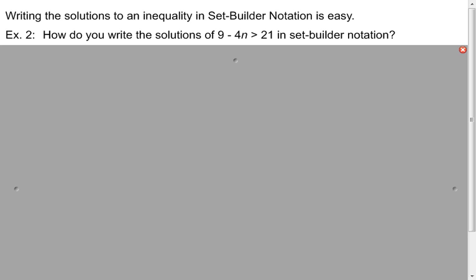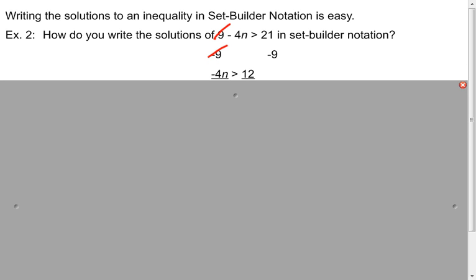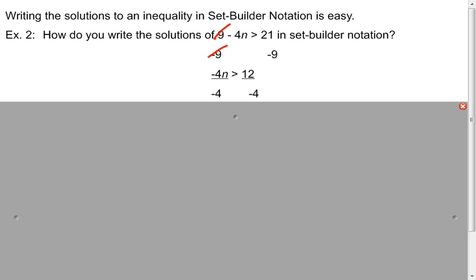I'm going to get rid of the 9 by subtracting 9 from both sides. Those cancel because they're inverses. And I get negative 4n is greater than 12. N is my variable. It's being multiplied by negative 4, so I need to do the inverse, which is divide by negative 4. Do that to both sides.